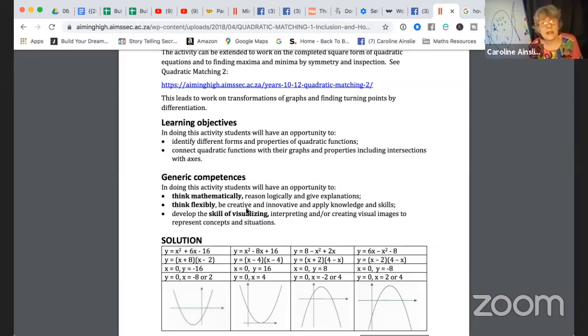And then develop the skill of visualizing, so that you can look at a quadratic equation and visualize what the graph would look like. But it's not just the graph that you're visualizing or that you're training for. Every time that you visualize something like that, you're getting better at visualizing in general. And visualizing helps you interpret, helps you create visual images of any project that you want to get involved in.